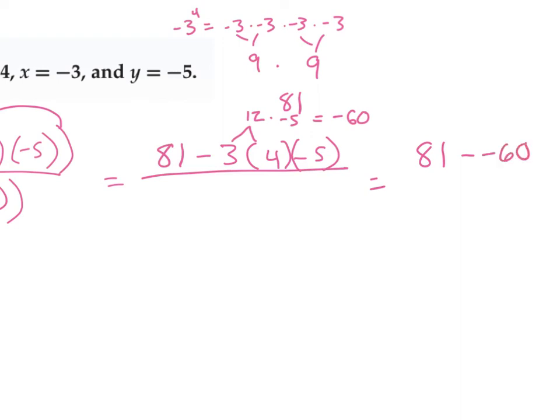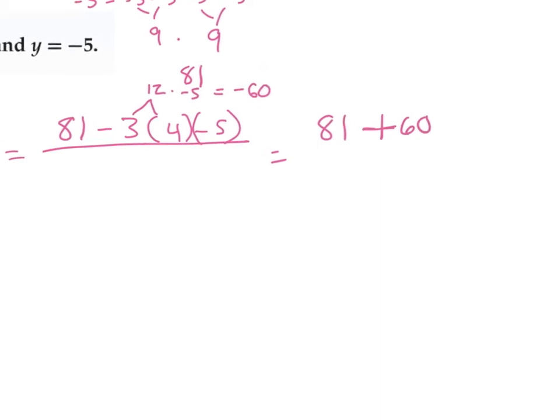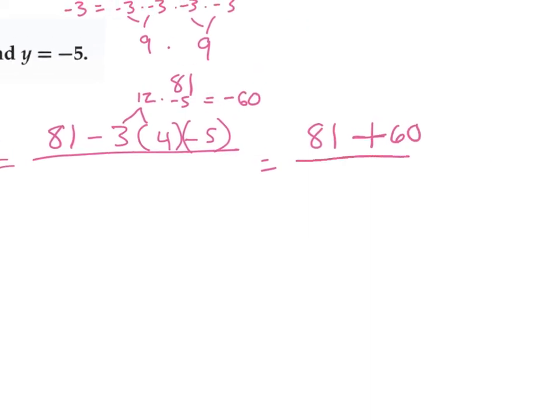What do you have when you subtract a negative number? It turns to a positive. So when you subtract a negative number, it just becomes a positive, a plus sign. So now we have 81 plus 60, which is 141.